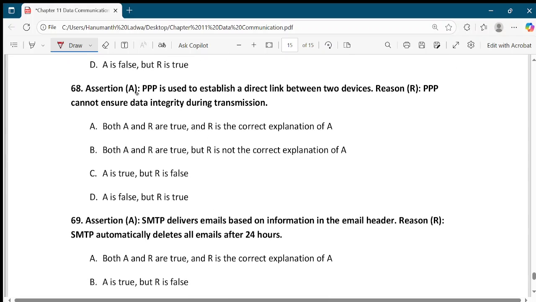Question number 68. Assertion A. PPP, that is point-to-point protocol, is used to establish a direct link between two devices. Yes, this is true. Reason R: PPP cannot ensure data integrity during transmission. No, this is false. Here you can observe option C, A is true, but R is false is the right answer.